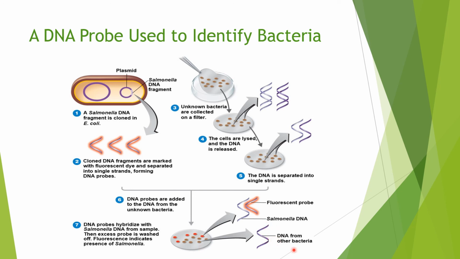The bacteria or the DNA that's not going to fluoresce is going to tell you, okay, this DNA is coming from another bacteria. It's not coming from the salmonella bacteria, and therefore the fluorescent probe was not able to bind to it, and therefore it's not going to fluoresce.